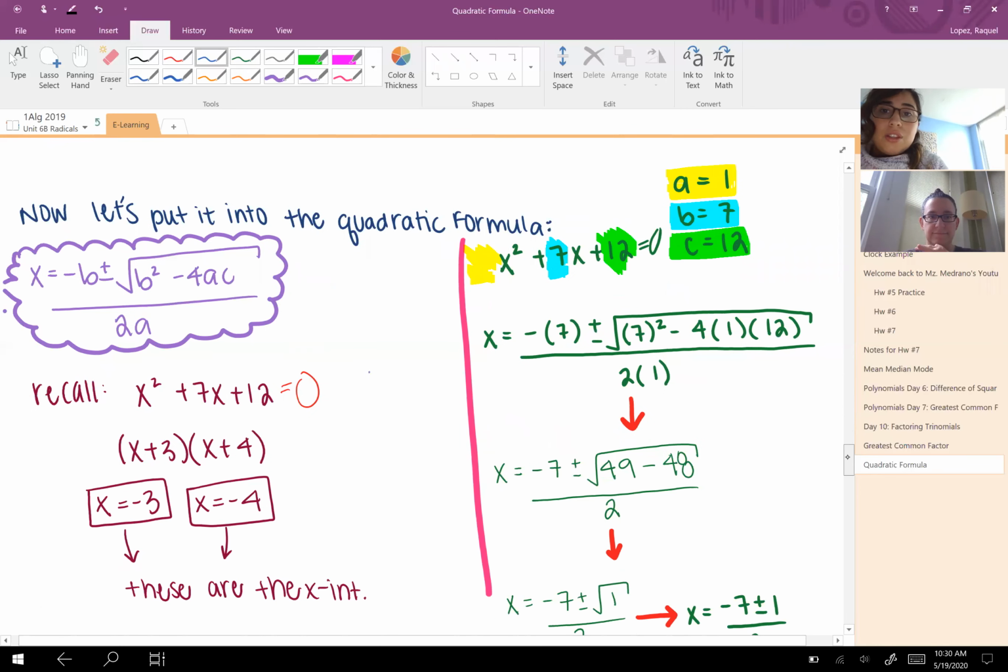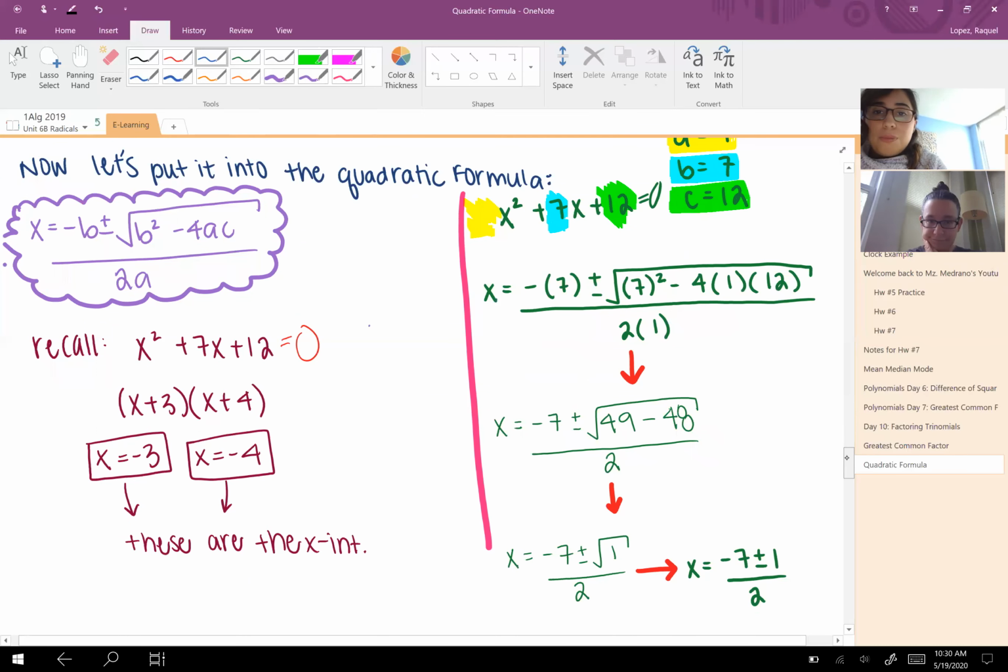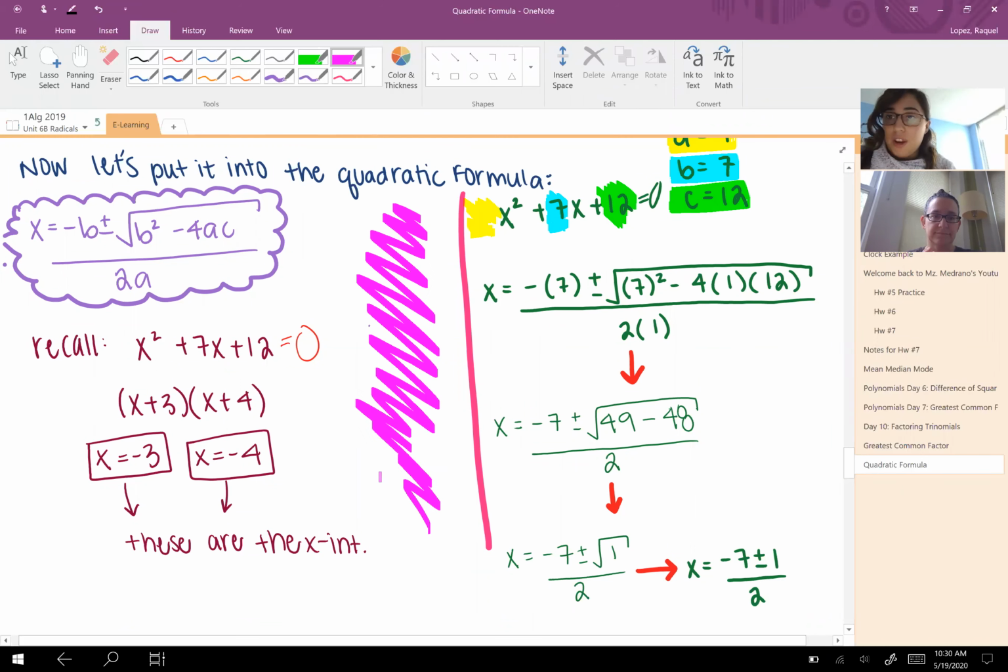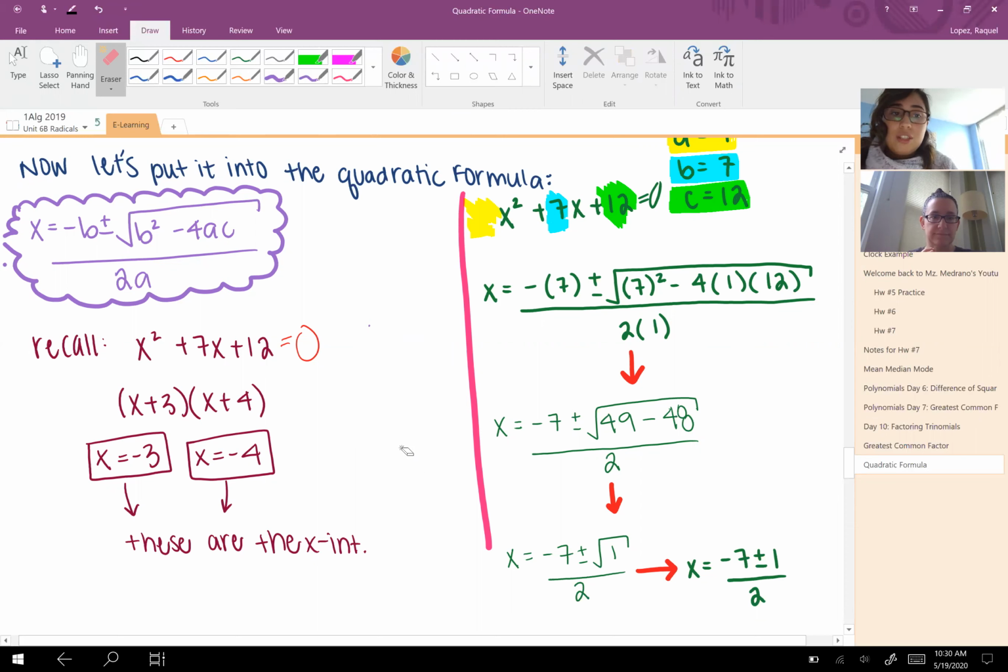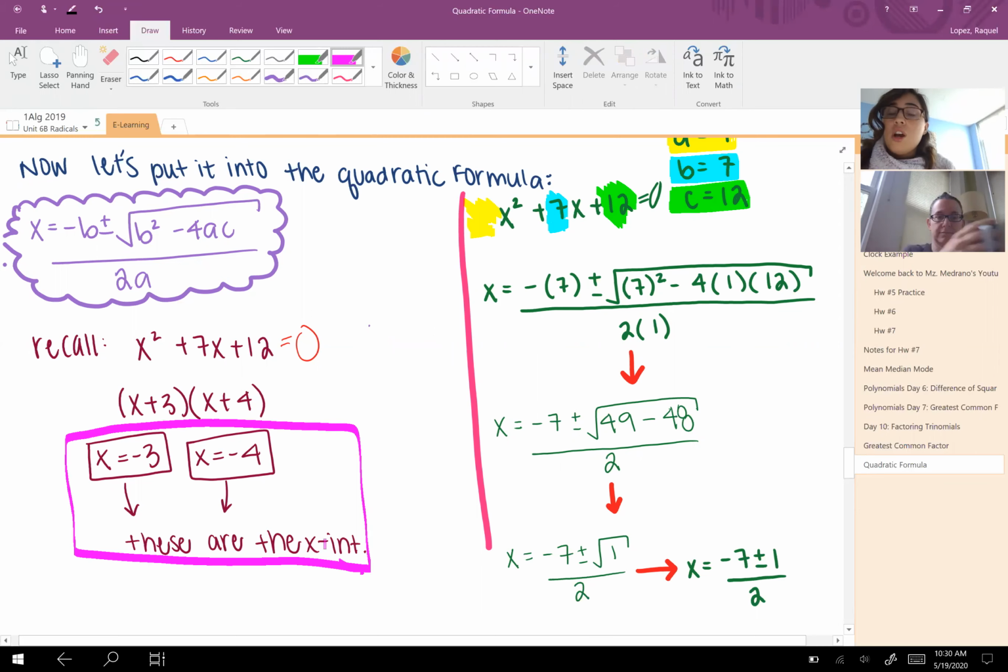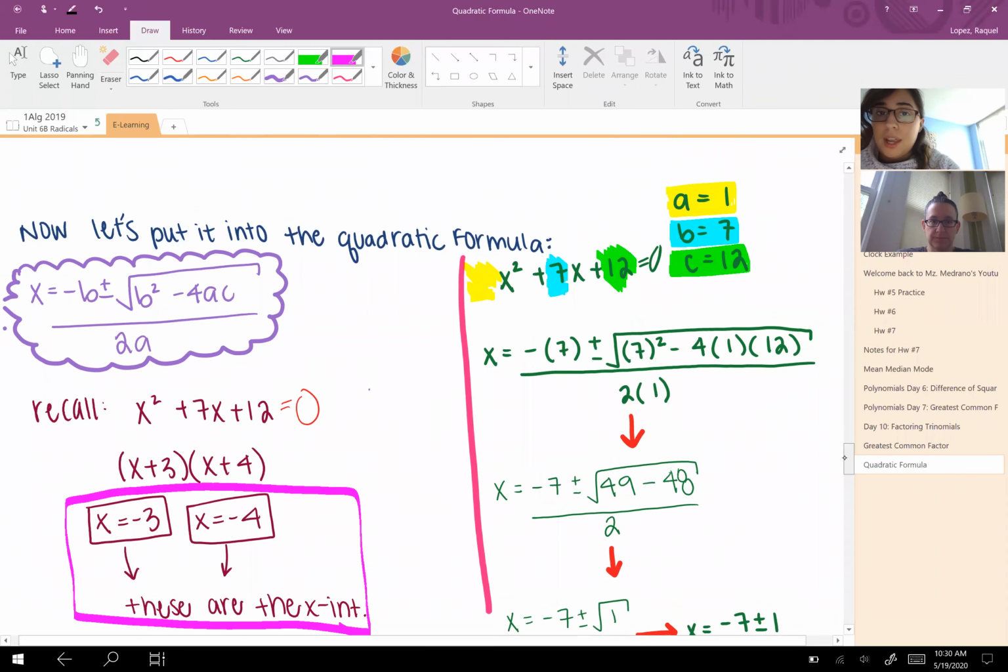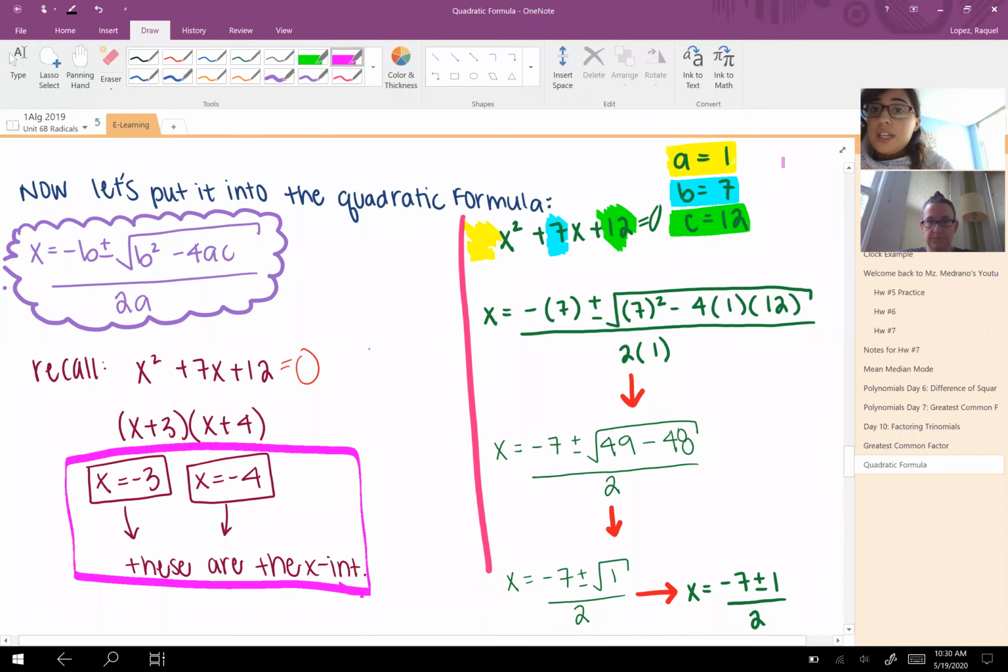We did that. Okay, so now let's put the quadratic formula into practice. Before we look anywhere, I want to draw your attention to this side of the screen, where I just scribbled in pink. Earlier in this video, we found our zeros by factoring this same equation. Remember, we factored it and found that x equals -3 and x equals -4 were our x-intercepts. If you didn't want to factor, you could use the quadratic formula also.